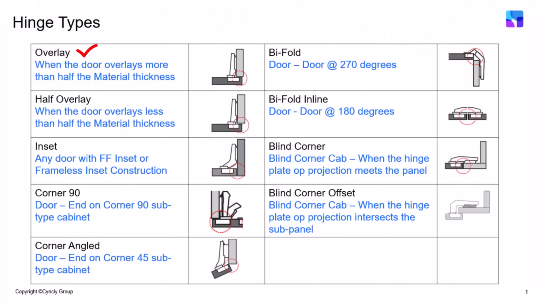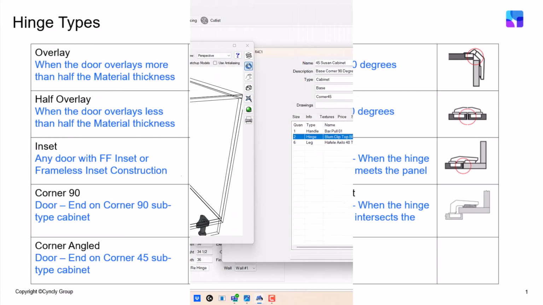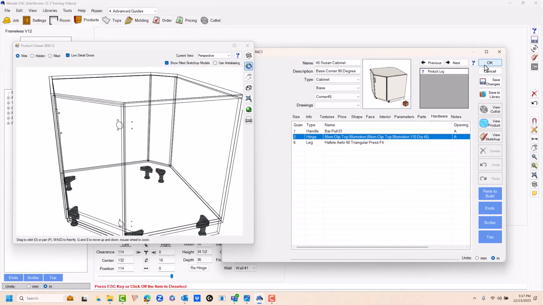We have gone over the overlay, the half overlay, the inset, the corner 90, corner angled, bifold, bifold inline, blind corner, and blind corner offset hinge. Make sure you set up your hinges properly and you will get a lot more benefit from the advanced hinge features.